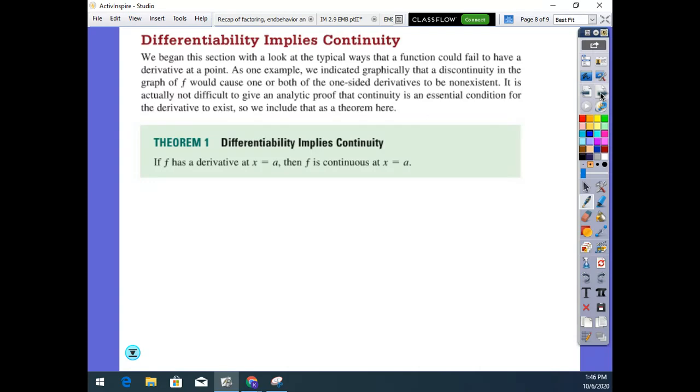Okay, so this theorem we're going to talk about a lot throughout the next year. If a function is differentiable, then it has to be continuous. That's all this theorem says. And so anytime you're given a function that states it is differentiable, you know that it's continuous. That's all this is saying.